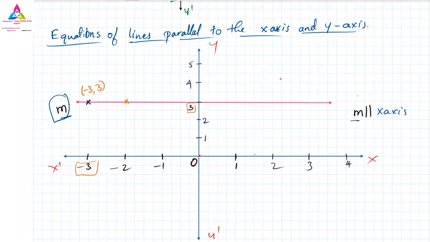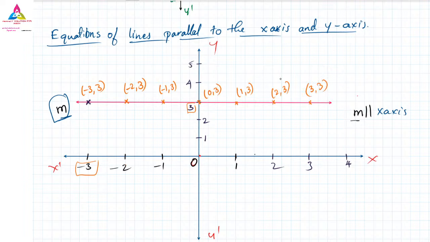What is the value of this point? This point's x value is -2, but the y value remains 3. For this point also, x is -1, and the y value is 3. For this point also, x is 0, and the y value is 3. Here x is 1 but the y value is 3. This point, x value is 2, y value is 3, and this point, the x value is 3, and the y value is also 3. Something is common in this.